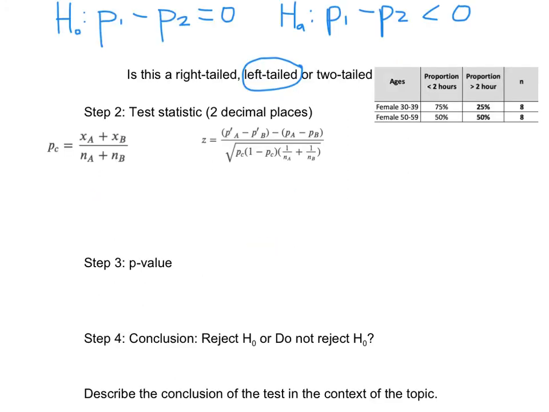Okay, we want to calculate the test statistic, and I'm giving us here my sample results and also a reminder of what the formulas are. First, we calculate PC, where we add together the counts that correspond to each of our groups, and it's not listed in my data table over there, but it's 2 for the group 30 to 39 and 4 for the group 50 to 59, over the total sample size for each of those groups, which is 8 for both of them. So we end up with 6 over 16, and that rounding to 2 decimal places is going to be 0.38 for PC.